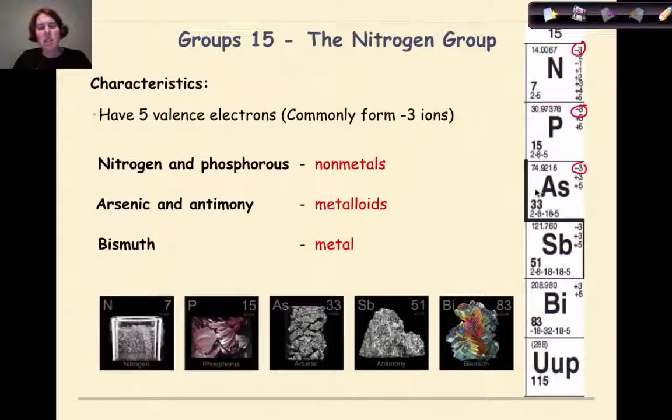Now we're starting to see the trend as we move from nonmetals to metalloids to metals of that whole act of gaining electrons. So our elements at the top are more likely to gain electrons than lose electrons. Nitrogen and phosphorus are both nonmetals. We see that increase in metallic character as we go down group 15, where we see our metalloids, and then finally bismuth and UUP at the bottom are metals.